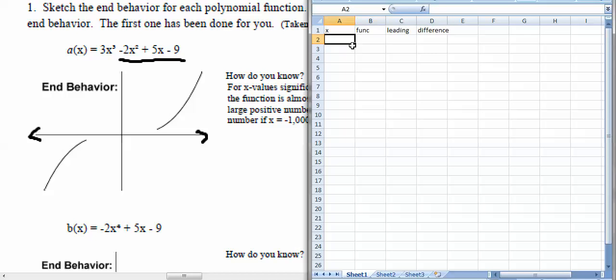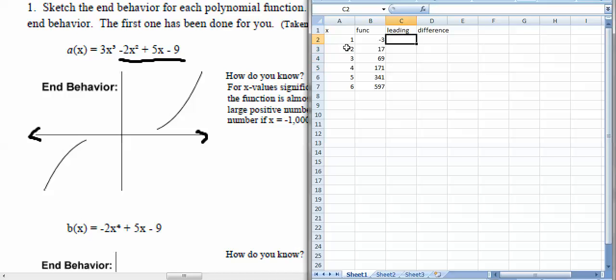The function I want to look at here is 3x cubed minus 2x squared plus 5x minus 9. So I'm going to set that up. I'm going to put equals 3 times whatever this number is cubed, minus 2 times this number squared, plus 5 times this number, minus 9. And then I'm going to plug in the number 1, and we'll repeat that a couple times, so like 2, 3, 4, 5, 6, and so on.